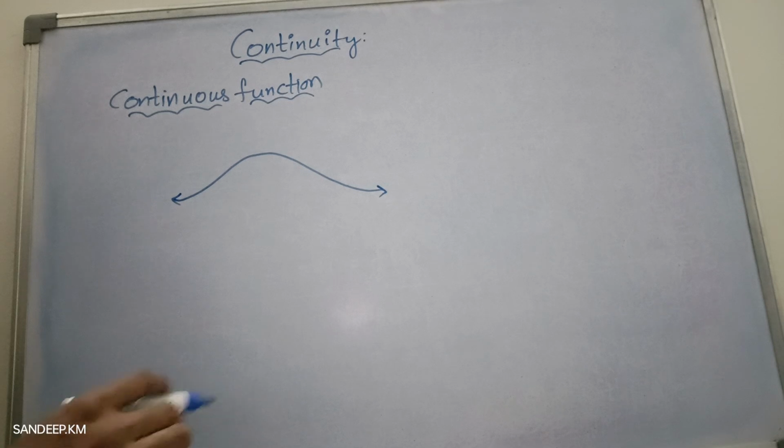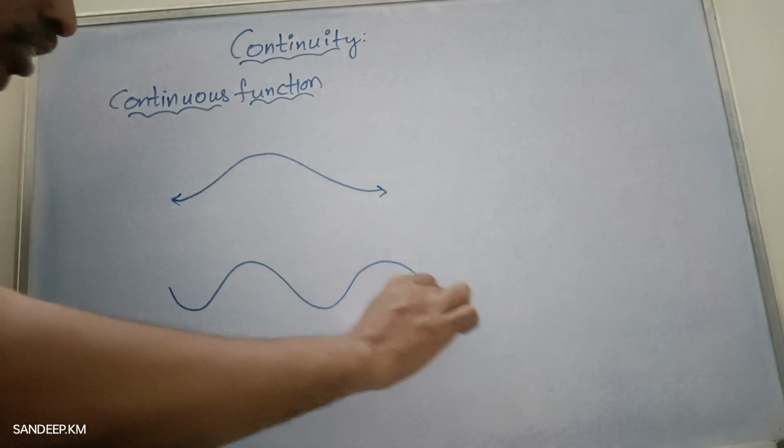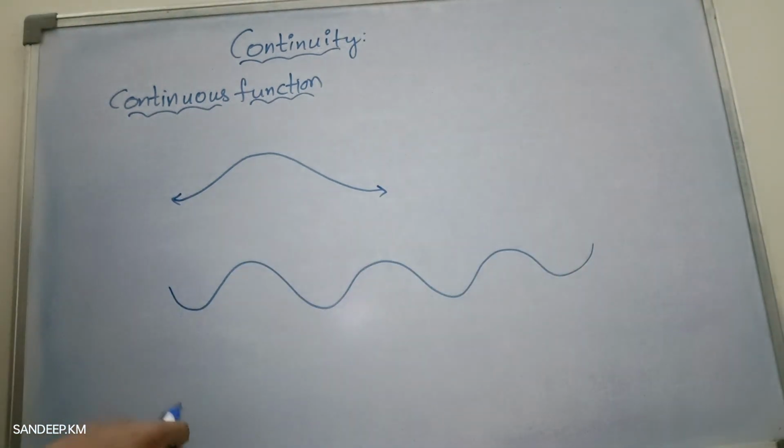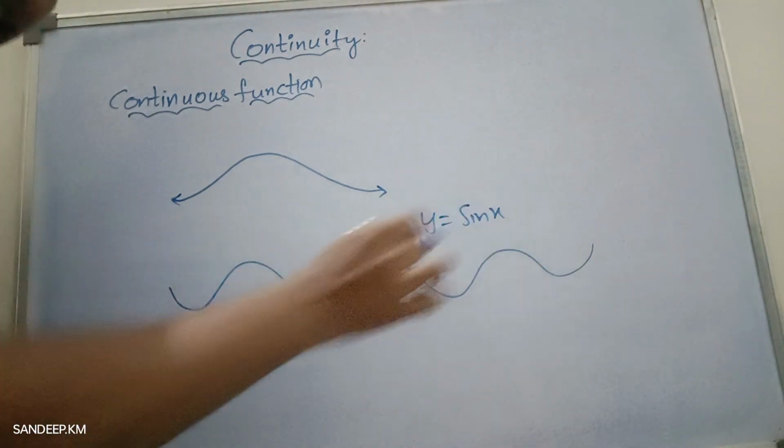Continuous functions. Now for example, if you look at the graph of sin x in its domain, you are drawing the graph of sin x without lifting the hand. Continuously you can draw the graph of sin x. So we can say that y is equal to sin x is a continuous function.